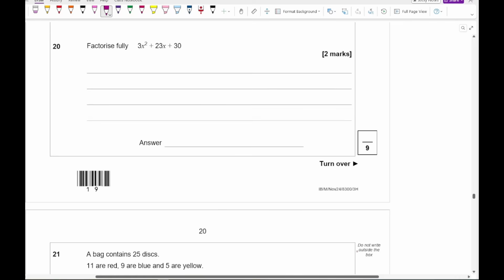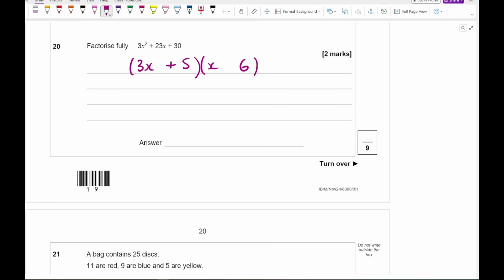Moving on to question 20, it says factorise fully. So for this, it's a quadratic, so we're looking at double brackets. Now again, you can use any which way you want to do this. You can use the magic number way, or you can do it by inspection, particularly as the coefficient of x squared is a prime number. And so all we then need to do is just write down our two missing values, in which you should have the brackets of 3x plus 5 and x plus 6.